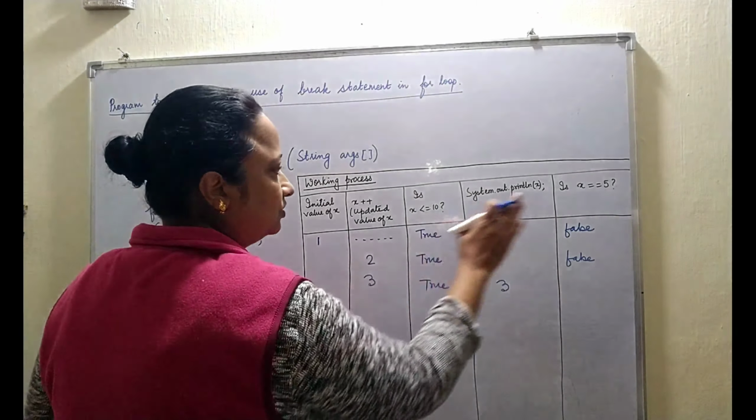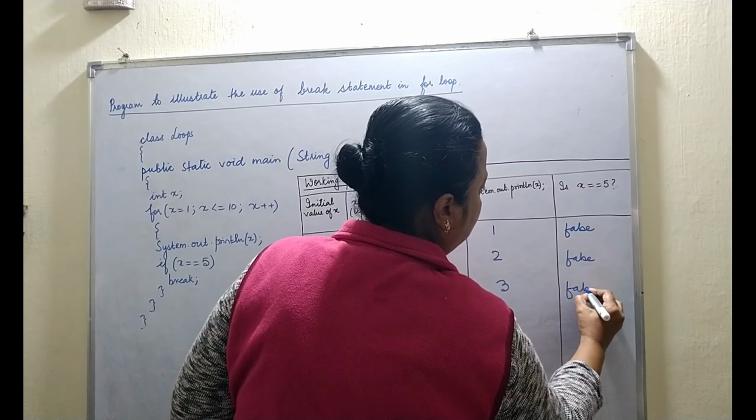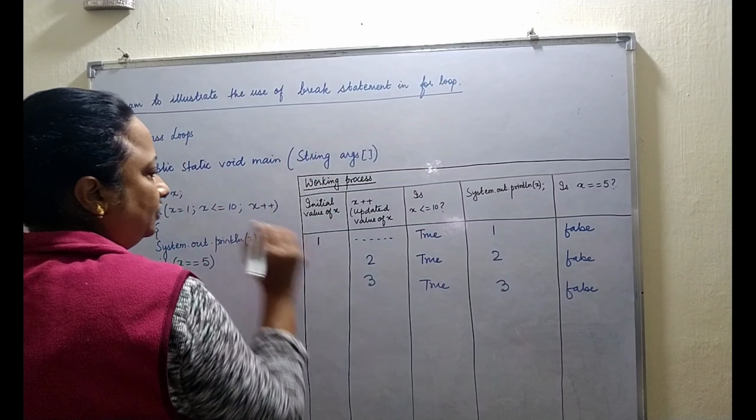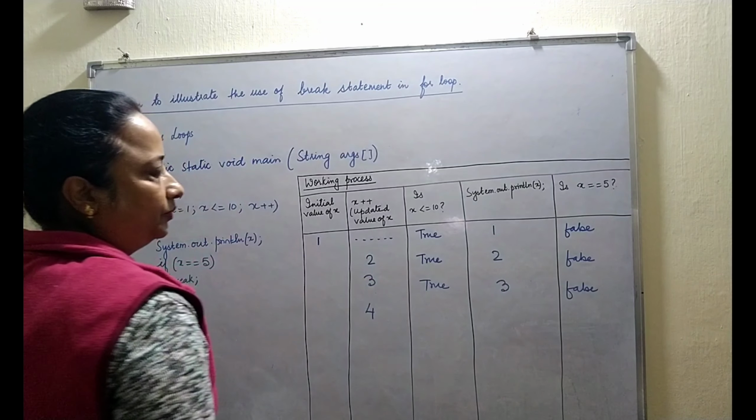Now x is equal to 3. It is not equal to 5. So what is this condition here? False. So again the value of x will be updated. It will become what? 4.